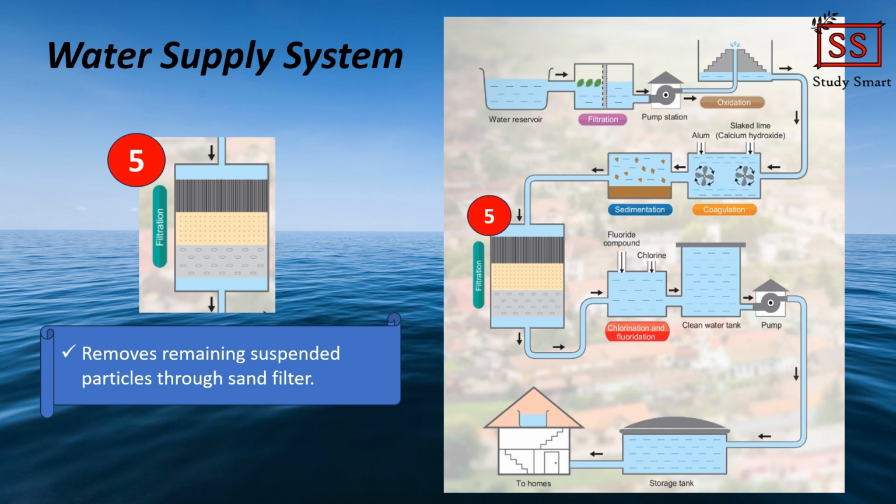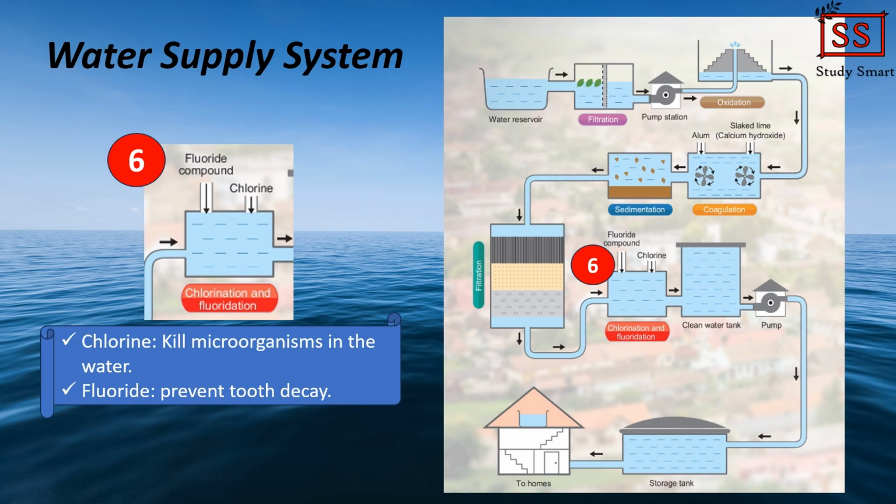Next, we have filtration again. This time, the filtration process will remove any remaining suspended particles through the sand filter. This time, the filtration process can remove fine particles, compared to the first filtration, in which we are able to remove large particles. The last process before we get clean water is chlorination and fluoridation.